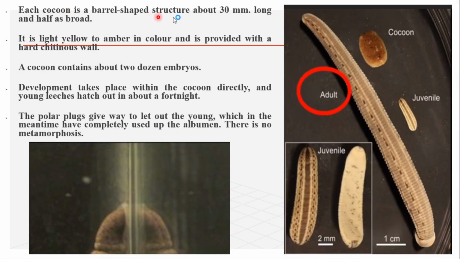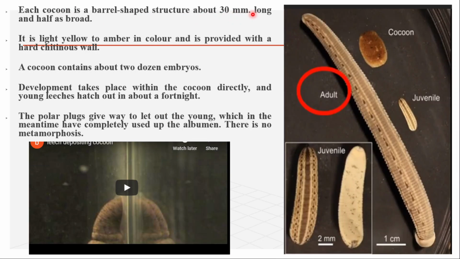Each cocoon is a barrel-shaped structure about 30 mm long and half as broad. It is light yellow to umber in color and is provided with a hard chitinous wall. A cocoon contains about 2 dozen embryos; 12 to 24 embryos are present in a single cocoon.